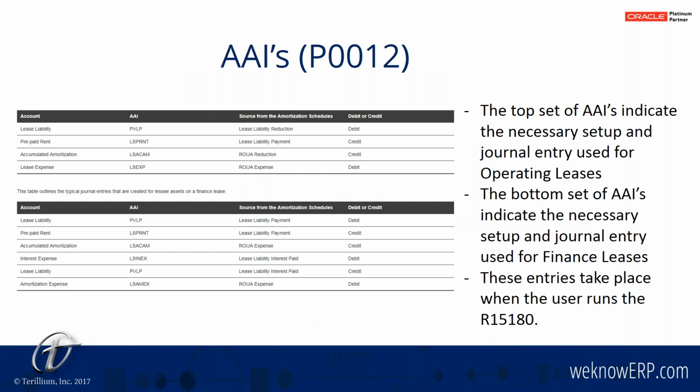We also have our AAI setup. This is in the P0012. Our top AAI is there. That's the setup to create the journal entry for operating leases. And then the bottom set of AAIs is to create our journal entry for our financing leases. And these entries take place when the user runs the R15180.